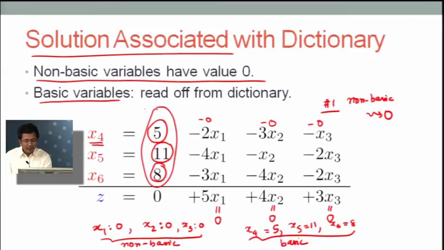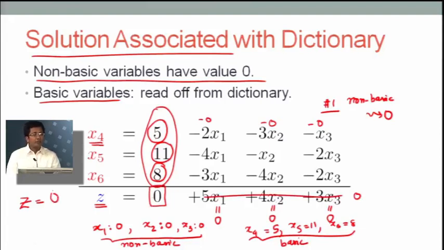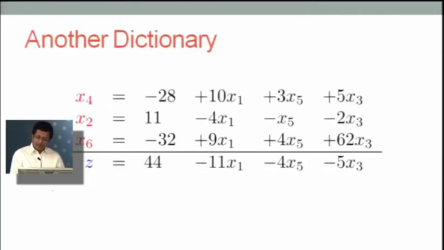Okay, and one more thing is the value of z. So z's value is simply going to be obtained by plugging in x1 equals 0, x2 equals 0, x3 equals 0. So this whole thing becomes 0, and therefore z's value in this dictionary is 0. So x1 0, x2 0, x3 0, x4 5, x5 11, x6 8, and z 0. That is called the solution that's associated with this dictionary. So with every dictionary comes along the solution, and here it is. All right.